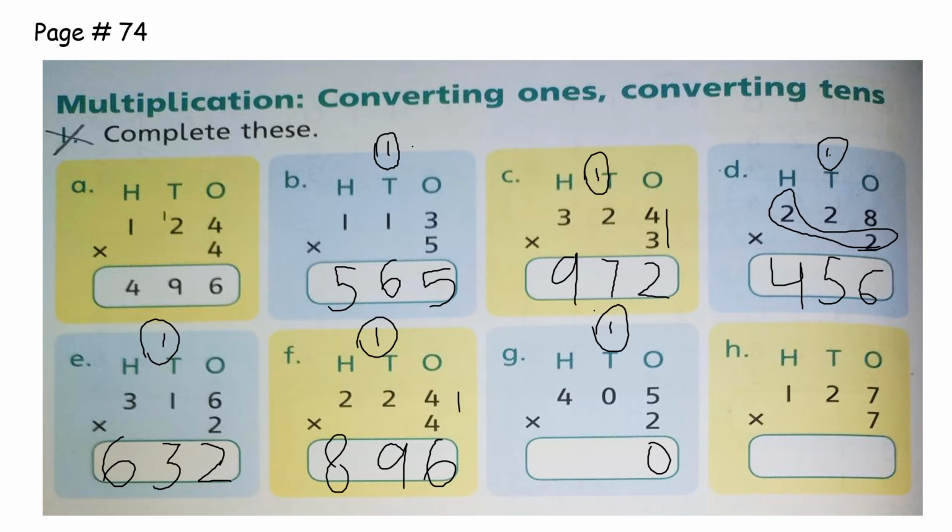And when we add 1 in 0, it will become 1. Then 2 4s are 8. 7 7s are 49. 4 carry. 7 2s are 14. 14 plus 4 is 18. 7 1s are 7 and plus 1 is 8.